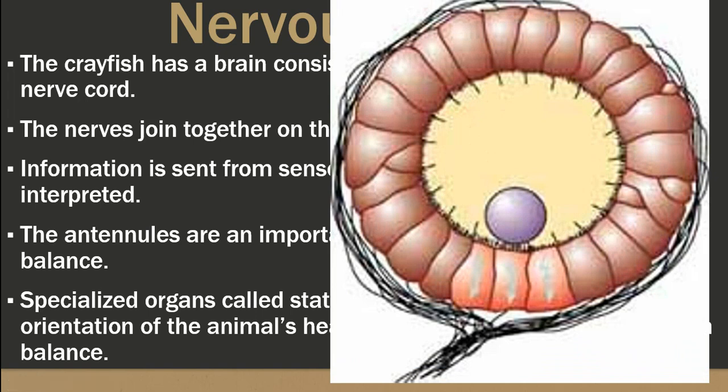So therefore the brain knows exactly in relationship to gravity where the head is, which will keep the creature from falling over. We have something very similar to this, a little more complex, in our inner ears, which gives us balance. So pretty cool little feature right there.